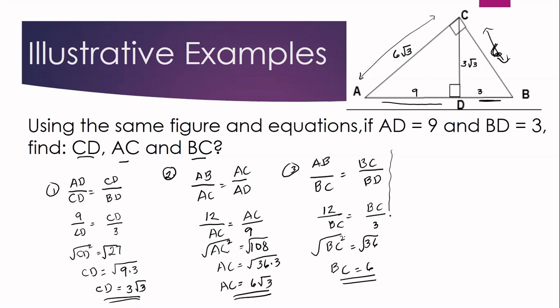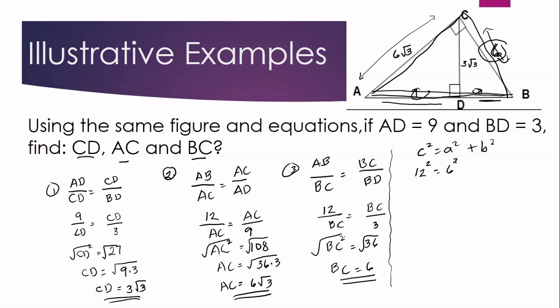I-check natin yung original triangle natin. This is our original triangle. Using Pythagorean theorem, the square of the hypotenuse, so C squared is equal to A squared plus B squared. Our C is the hypotenuse. Ang hypotenuse natin ay AB. Again, 9 plus 3, our AB is 12. So, we have 12 squared equals our A, alinman sa dalawang legs, unahin na natin to, yung leg natin, so 6 squared plus, eto yung isa pang leg, we have 6 square root of 3 squared.